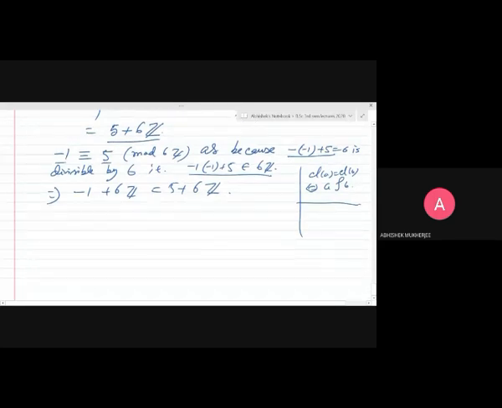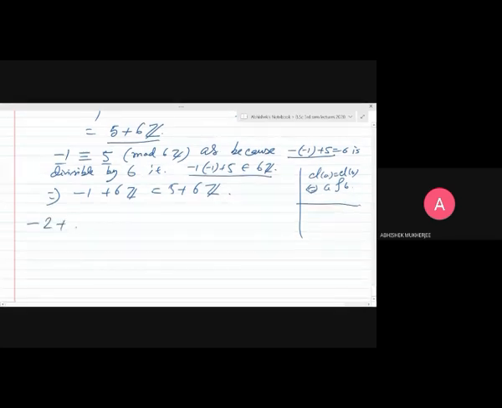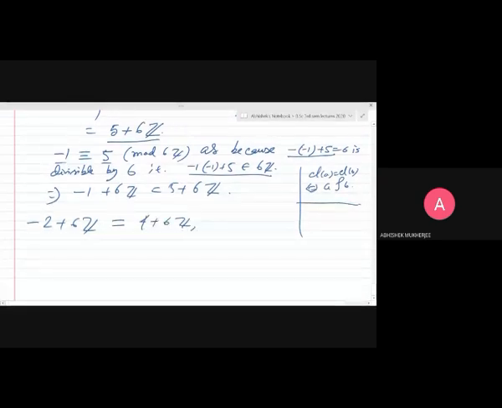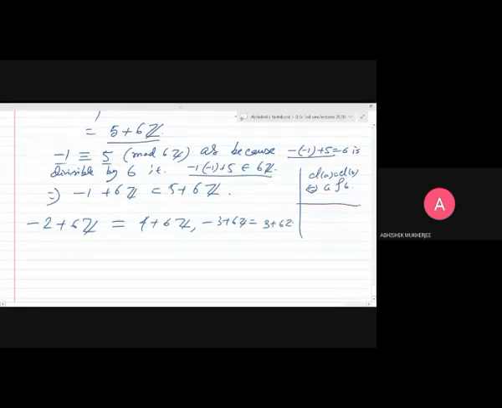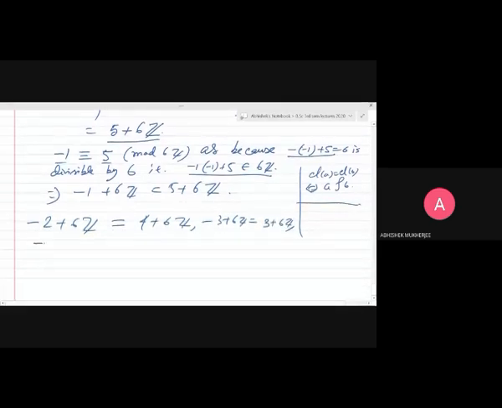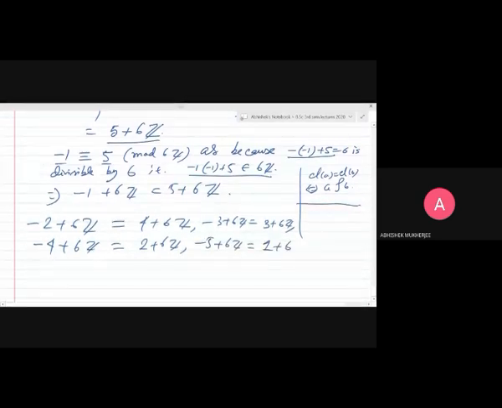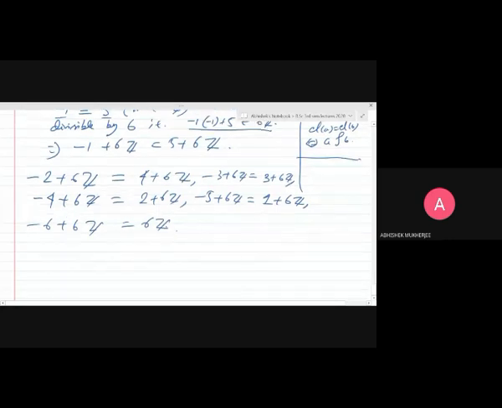So if you proceed to the next case, that is for -2, then you will have 4 plus 6z. For -3, you will have 3 plus 6z. For -4, you will have 2 plus 6z. For -5, you will have 1 plus 6z. And then for -6, you will have 6z, and so on.